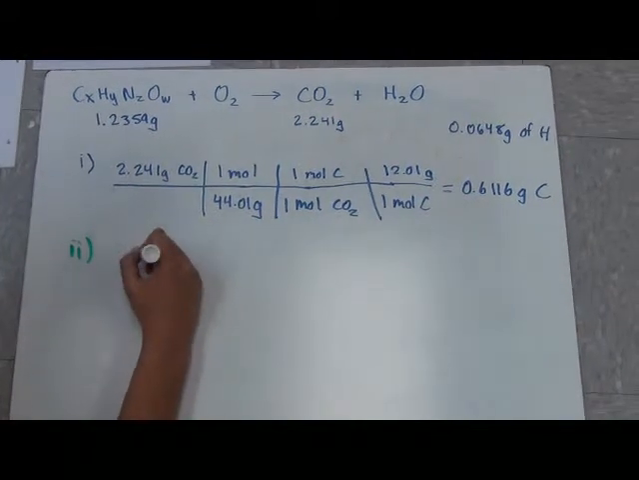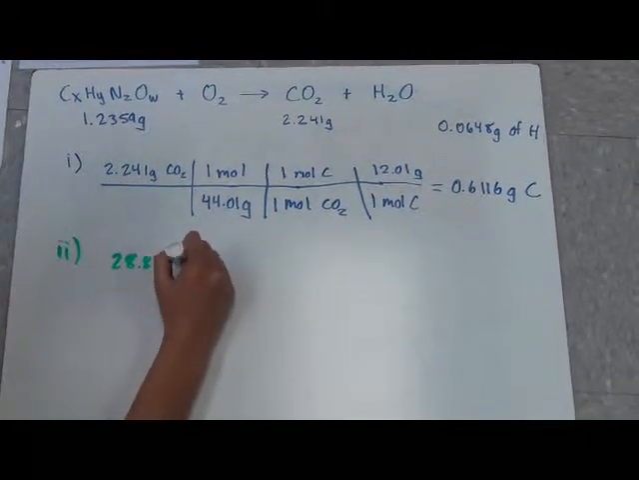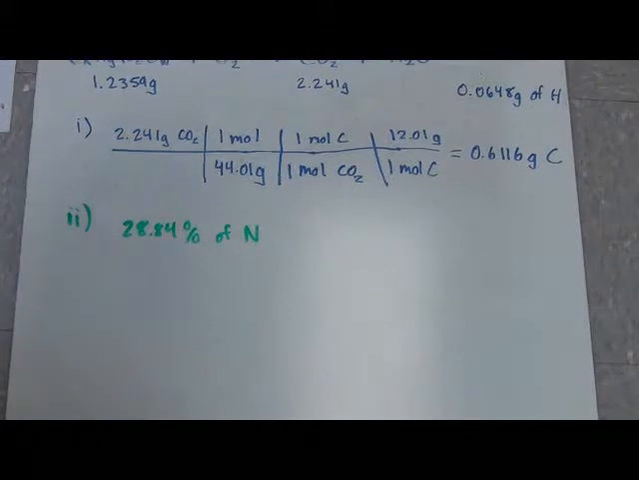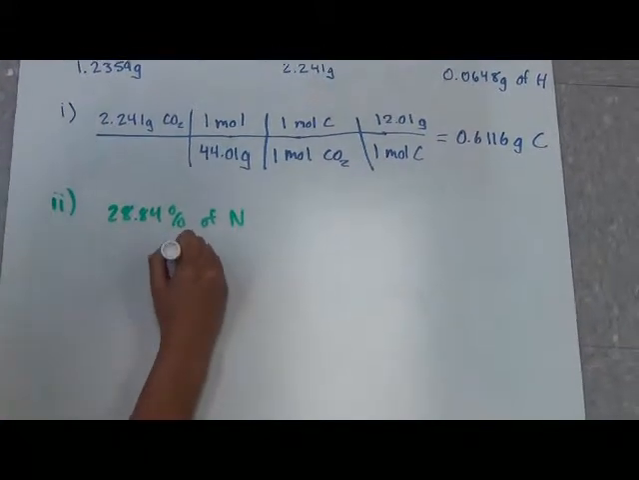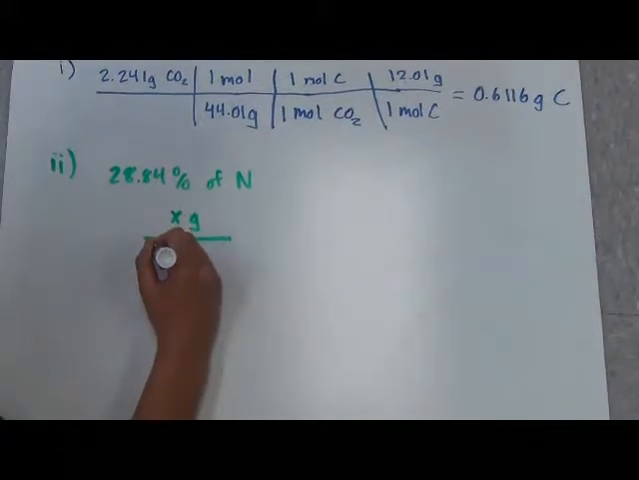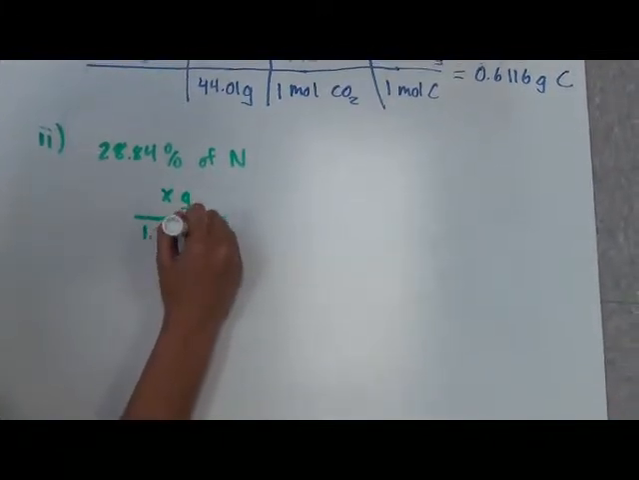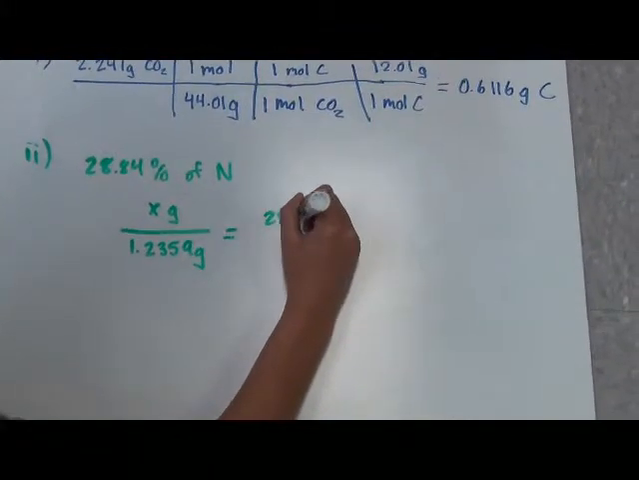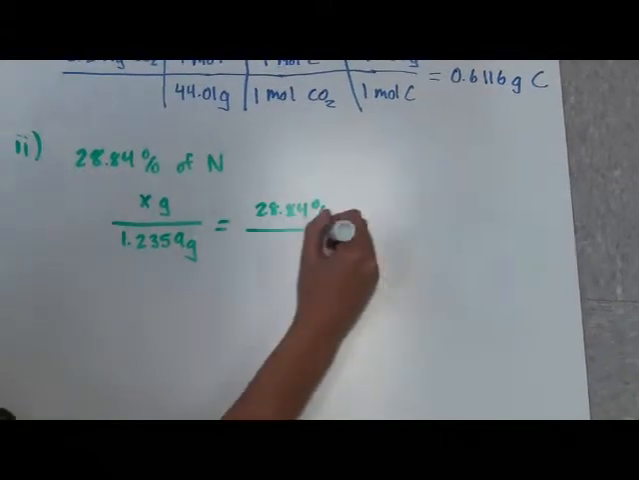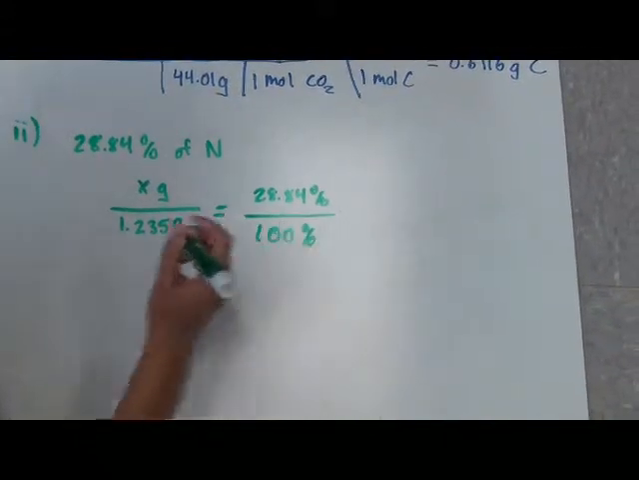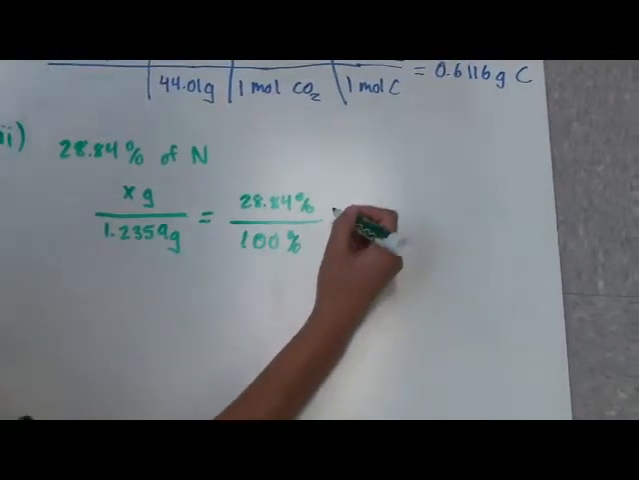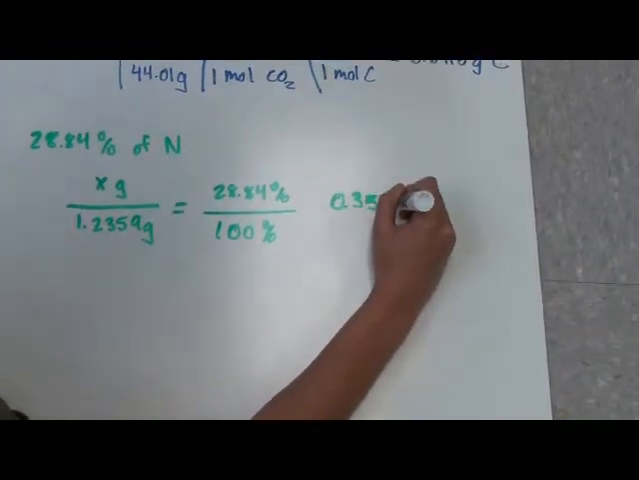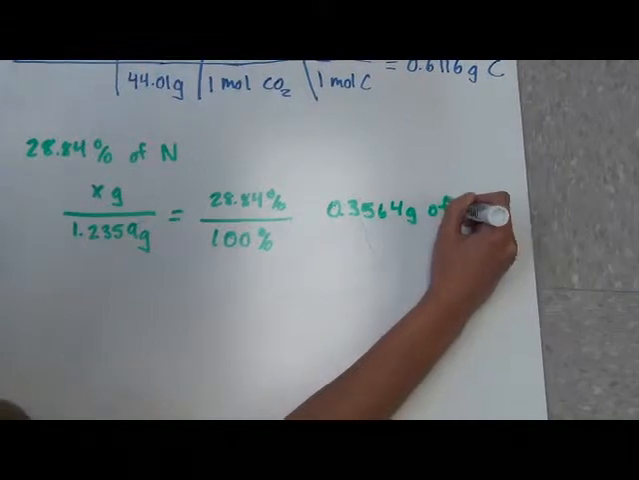So we have 28.84% of nitrogen. An easy way to do this problem is just to use a proportion. So we have X amount of grams over 1.2359 grams, which is from your original sample, and that is equal to 28.84% out of 100%. If you multiply it out, you find that your X amount of grams is equal to 0.3564 grams of nitrogen.